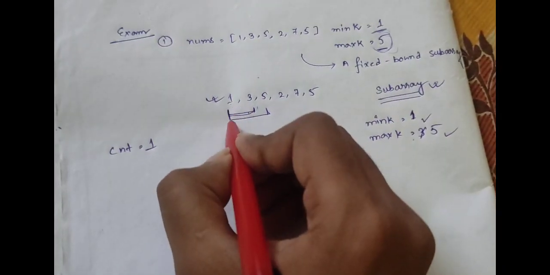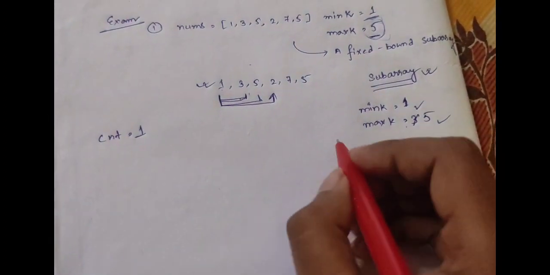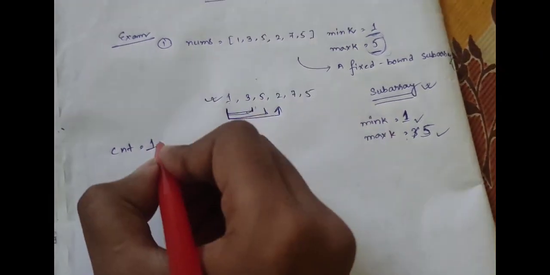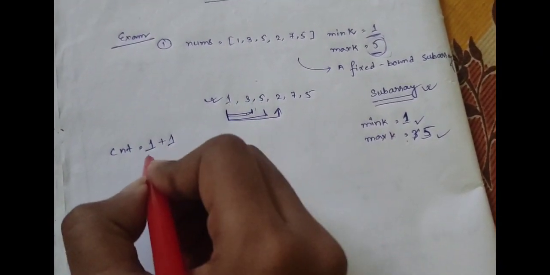This is good. Then we check 1 3 5 2. Their min is 1 and the max is 5. So this is also good. So count equals 1 plus 1, that is 2.